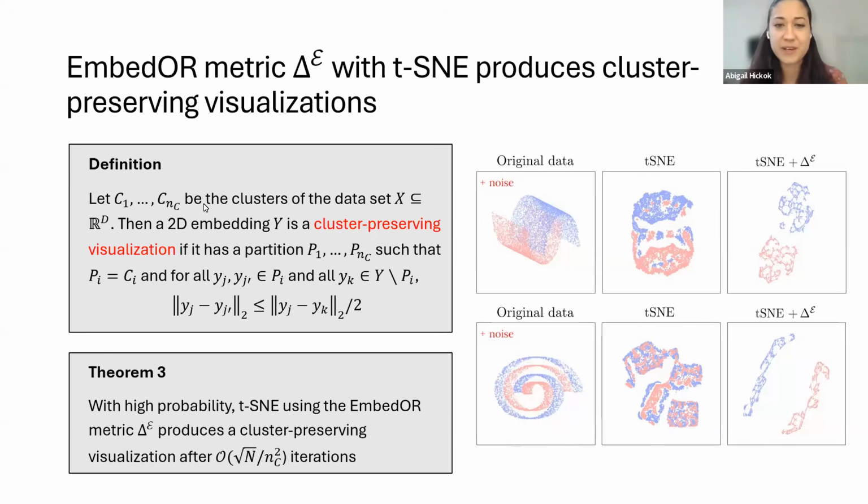A really subtle point that I should make here is that t-SNE plus the embedder metric is actually slightly different than the embedder algorithm. The difference is that the embedder algorithm is solving a slightly different optimization problem. But they're very similar. And this basically says that the embedder metric does a good job at separating clusters and a good job of getting cohesion among the points within a cluster.